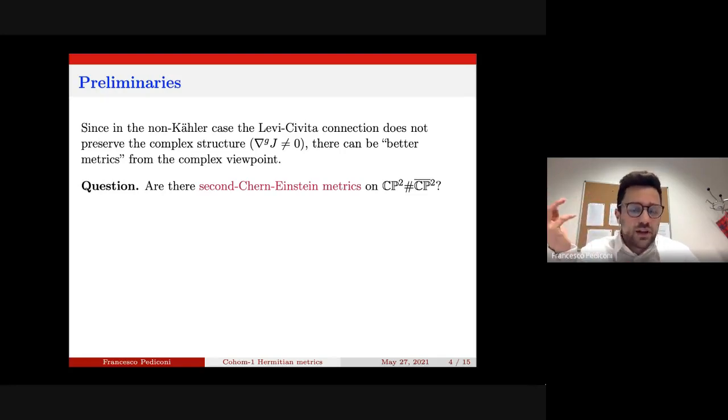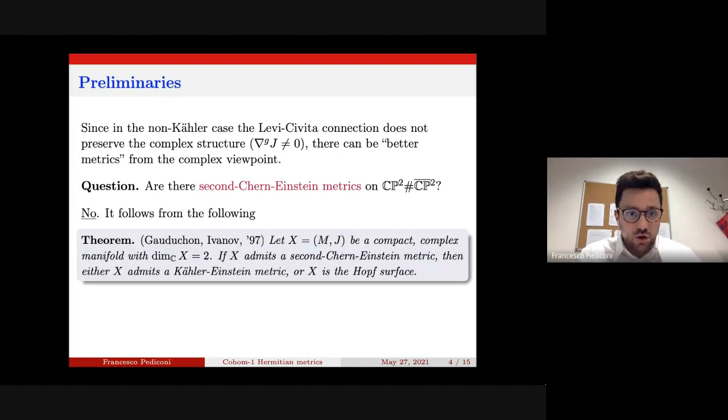So the question is, do there exist these other kinds of special metrics on this manifold, which maybe are better from the complex viewpoint? Well, the answer here is no. And we know that the answer is no by means of the following theorem, which has been proved by Gauduchon and Ivanov. In particular, they prove that if X is a compact complex manifold of complex dimension 2, so it is a complex surface, then X admits a Second-Chern-Einstein metric if and only if one of the two following conditions is satisfied. Either X admits Kähler-Einstein metrics, or X is the Hopf surface.